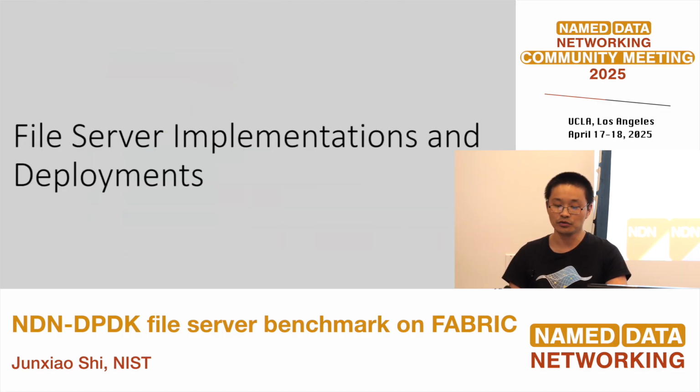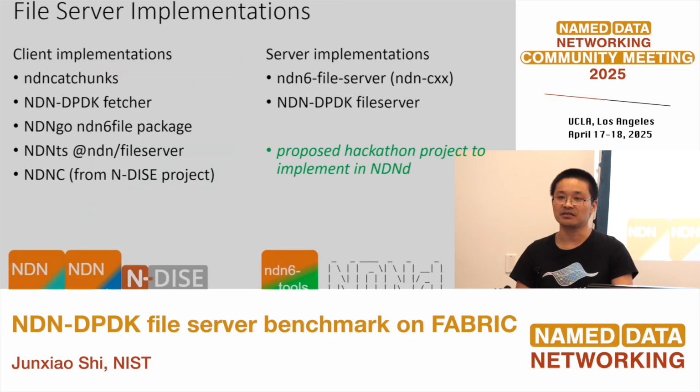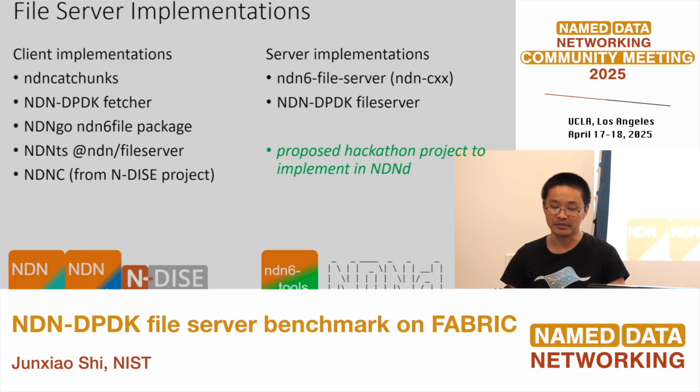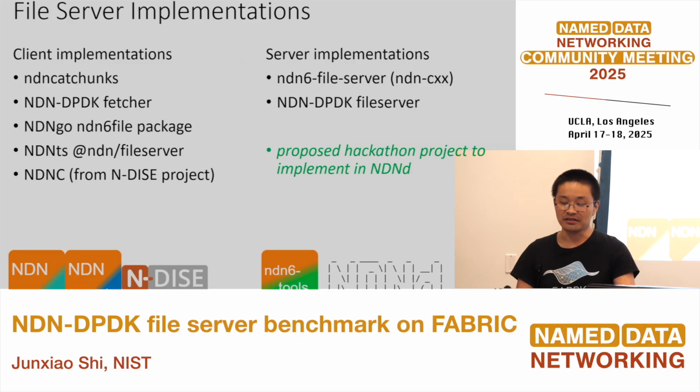So the file server protocol has more than one implementation because it's supposed to be universal. The protocol is compatible with NDN cat chunks we mentioned in the tooling talks this morning, so we can use NDN cat chunks to retrieve a file from the file server. It's also implemented in NDN-DPDK, in NDN-Go, NDN-TS libraries, as well as the NDN-C codebase from the NIST project. The server side is implemented in NDN-6 file server, and also implemented in NDN-DPDK.